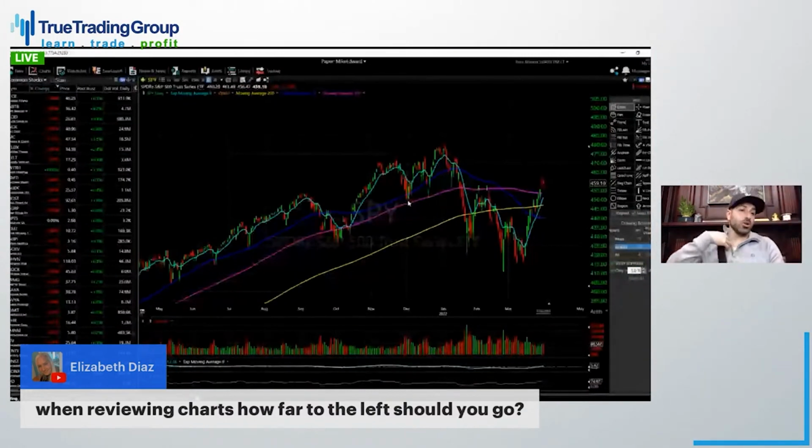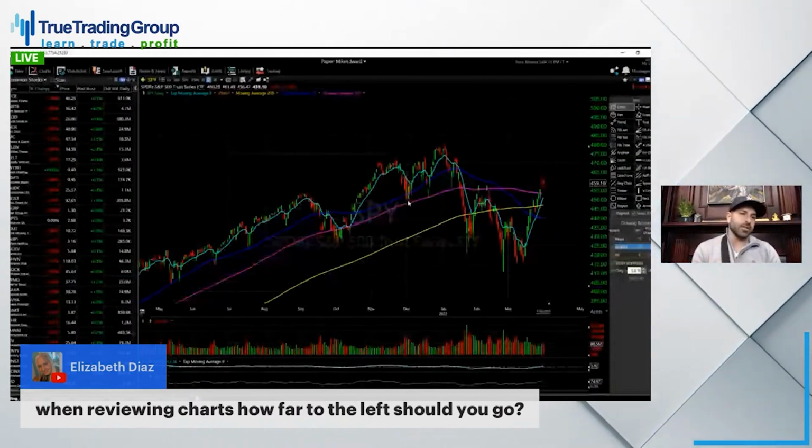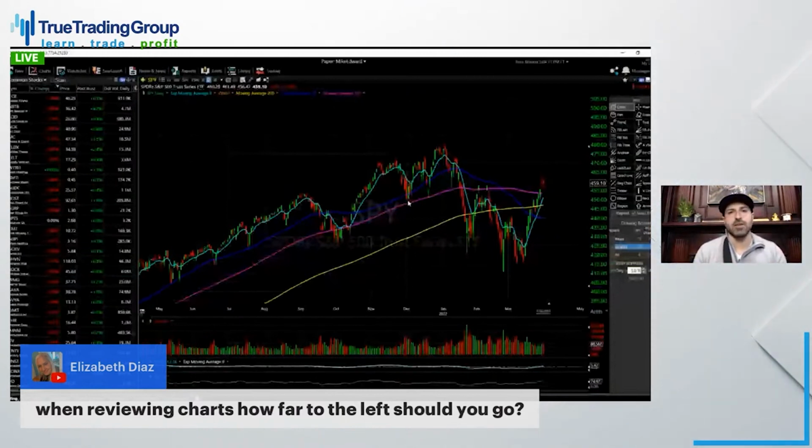When you're looking on a chart and you're looking back left, that's what we always say, right? When you're looking at a chart, look left to identify support and resistance. Now, listen to me very carefully, and then I'll explain it. You go back as far left as you have to until you find relevant levels. Now, what does that mean?